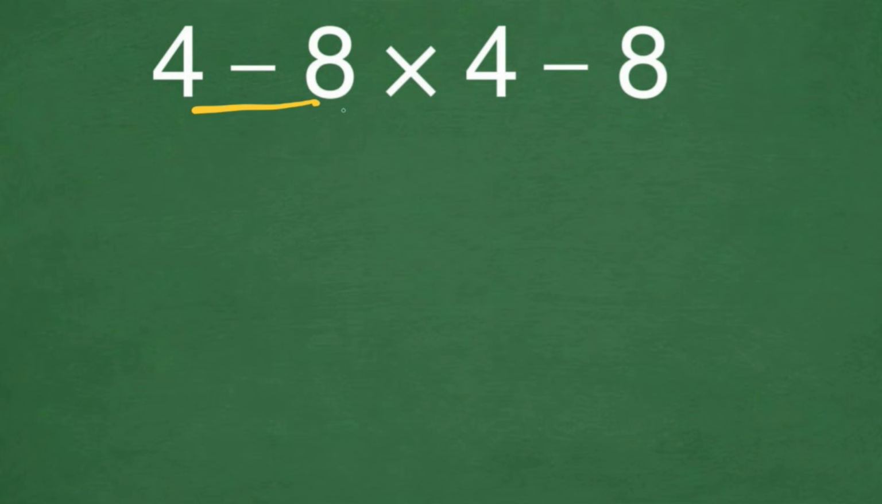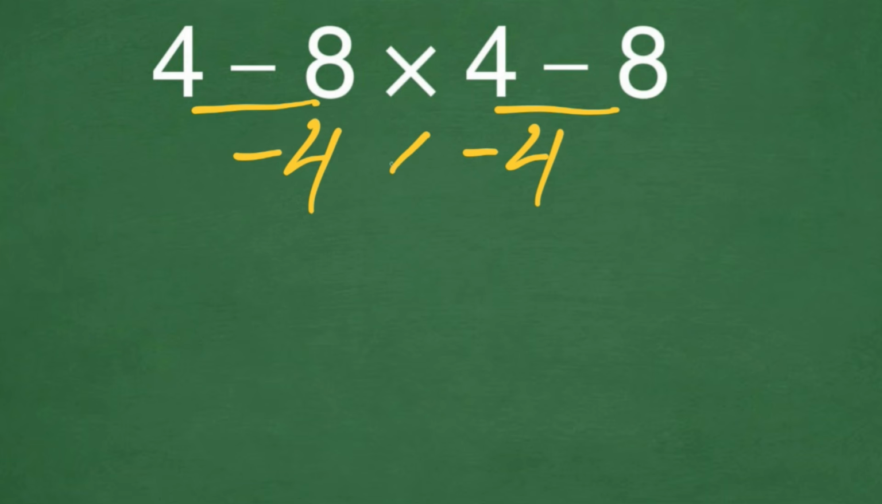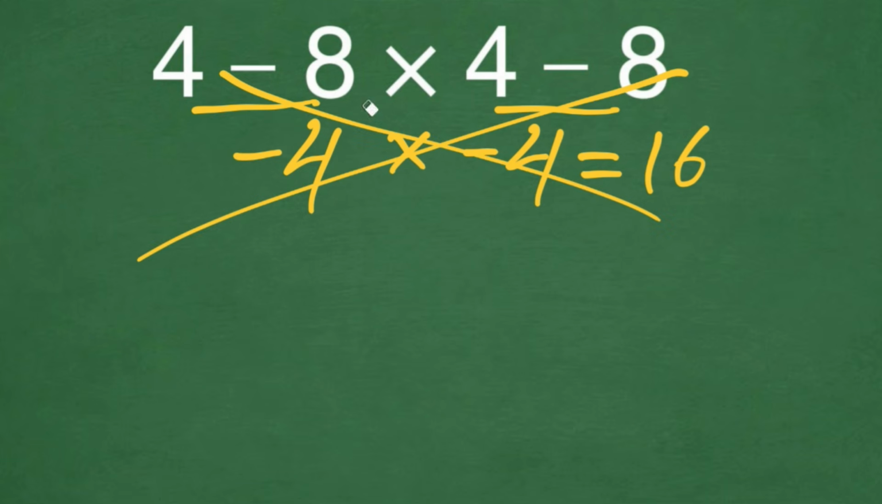4 minus 8 gives us negative 4. And again, 4 minus 8 gives us negative 4. And negative 4 times negative 4 is equal to 16, because negative times negative is positive. But this answer is not correct.